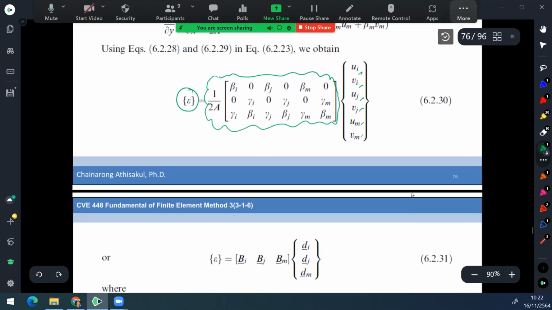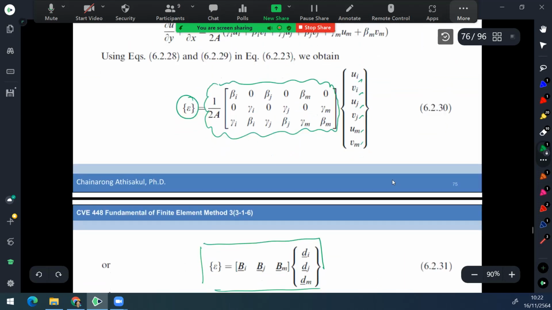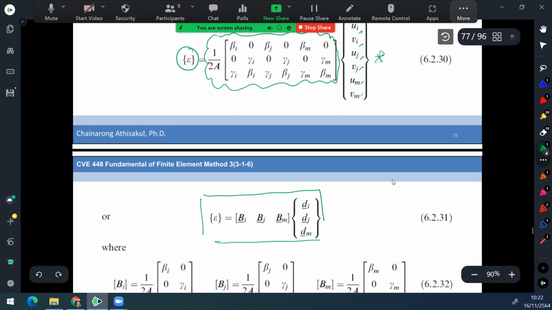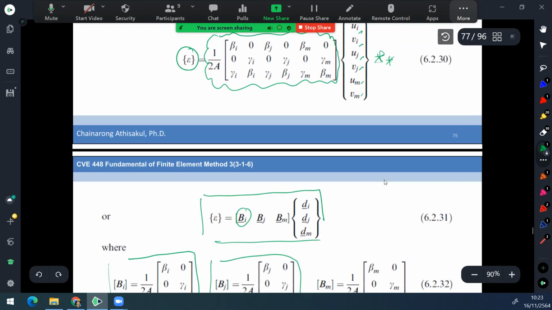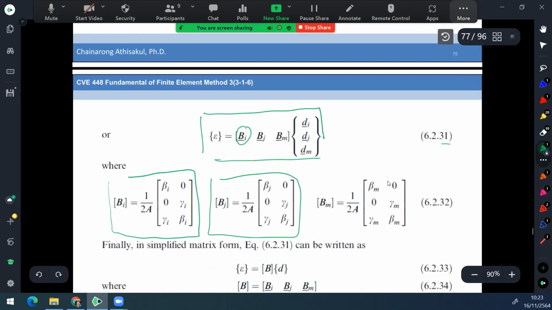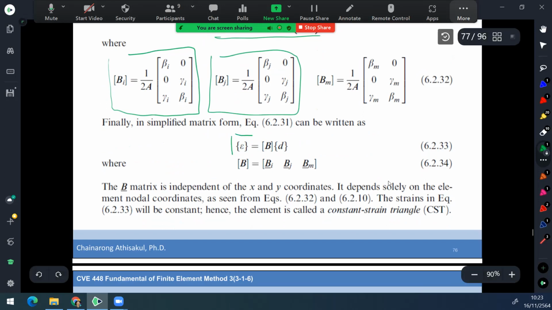We can write this in the matrix form like this. It's just a simplified form. But if you are confused about this, you can remember this equation instead. This equation is written in the submatrix form: Bi is defined by this submatrix, Bj is defined by this submatrix. If you compare equation 31 and 30, it is the same. So then we have epsilon equal to Bd like this.